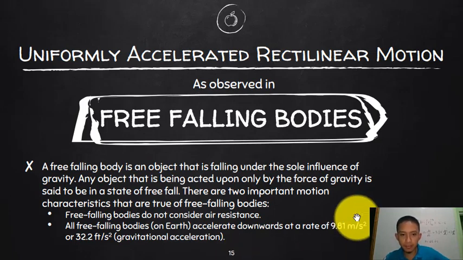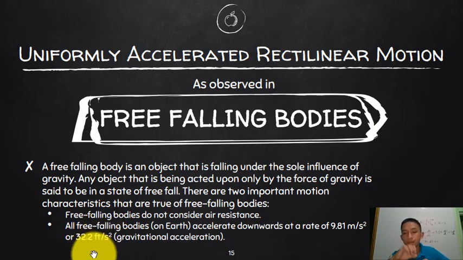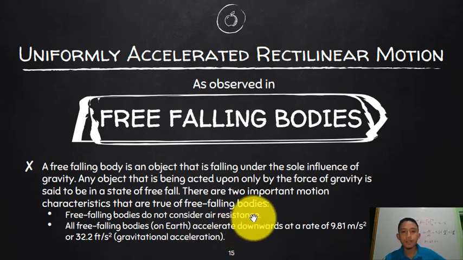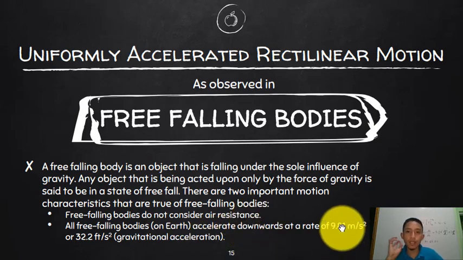Or that could be 32.2 feet per second squared if you're trying to convert that into the English unit, which is in feet. Okay, that is the equivalent of your gravity or your gravitational force. So that will be our acceleration in free falling bodies. There is no other acceleration since, again, we defined that free falling bodies are caused by the acceleration of gravity pulling the object down.